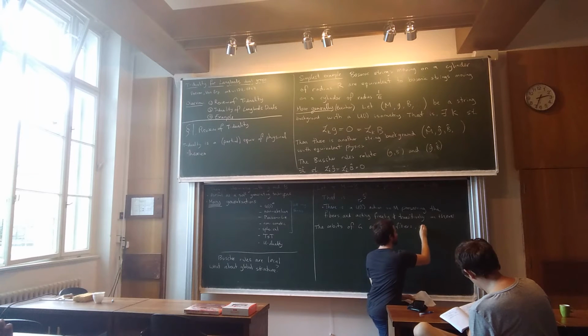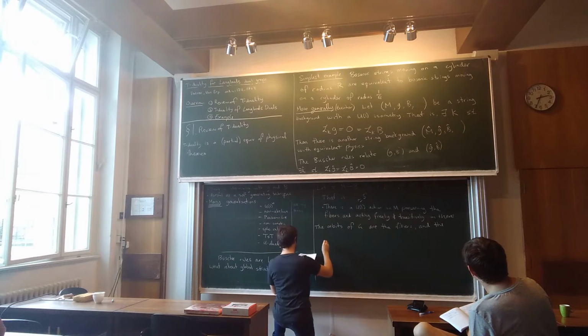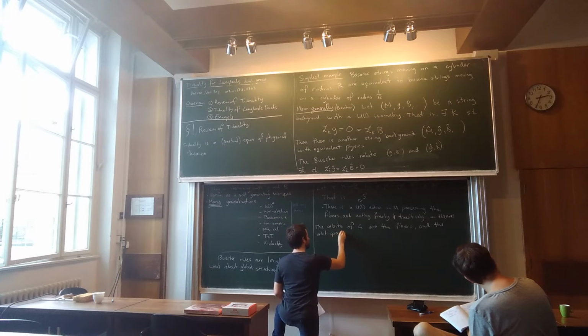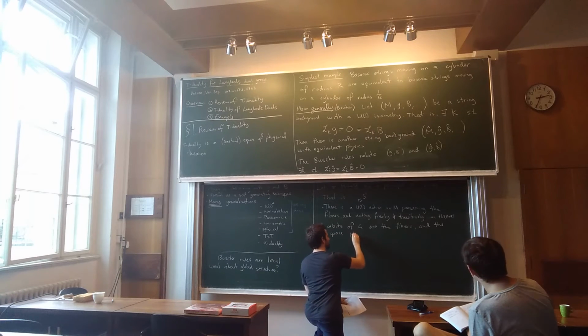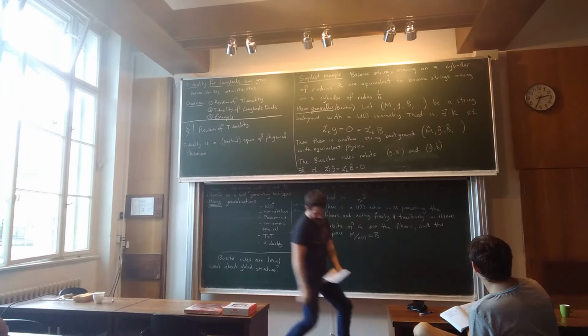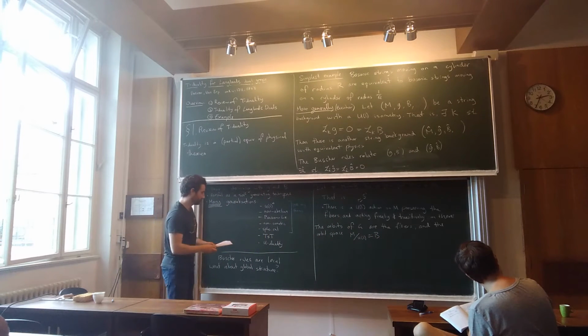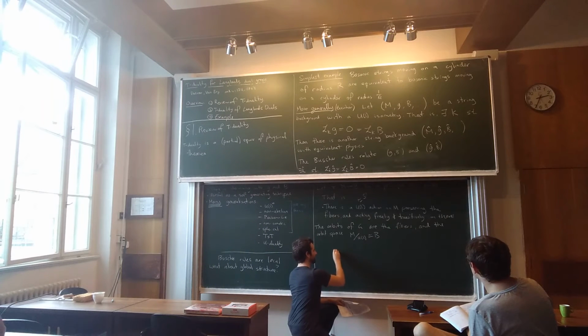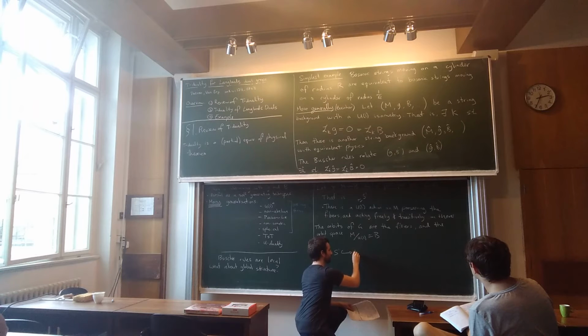And the orbit space is the base space. What's the orbit space? It's M quotiented out by the action of G. This is precisely the base B. And I'll often write it as this.